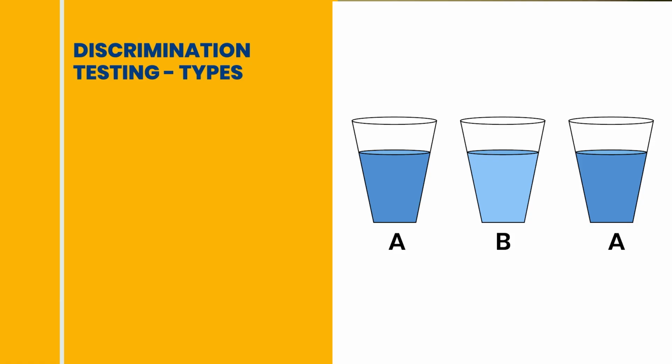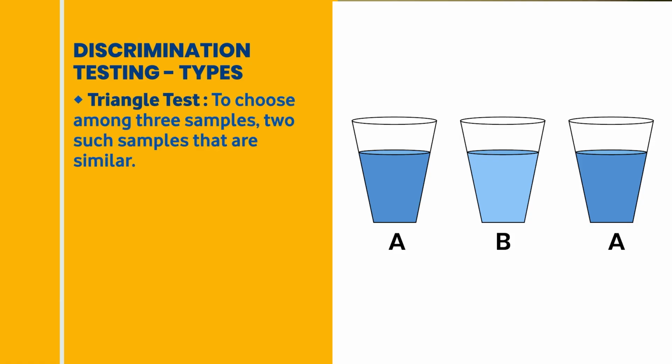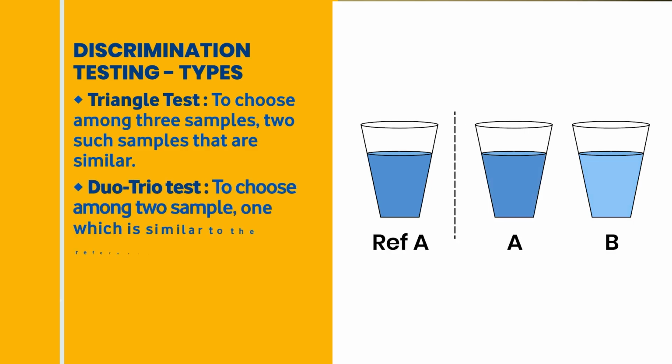It could be presented in a slightly different manner in the triangle test or the duo-trio test. In the triangle test, you choose among three samples, two of which are similar, so the odd one has to be picked out. In the duo-trio test, you choose among two samples, and there is one sample marked as a reference, so you pick the one similar to the reference sample. This is how you present it to ask and to judge.